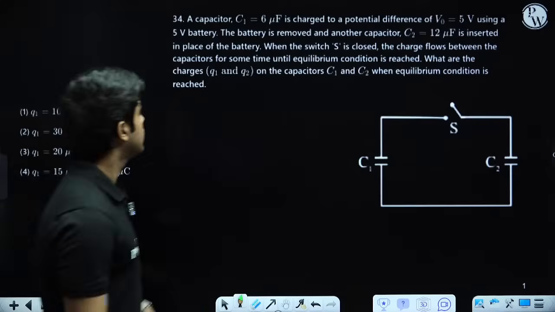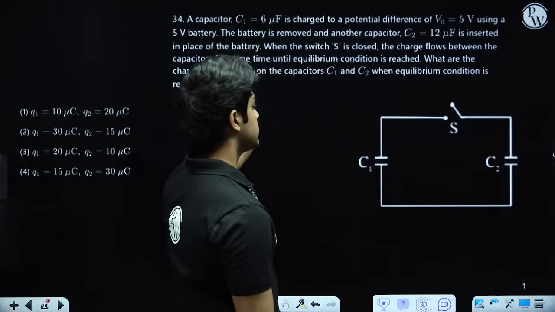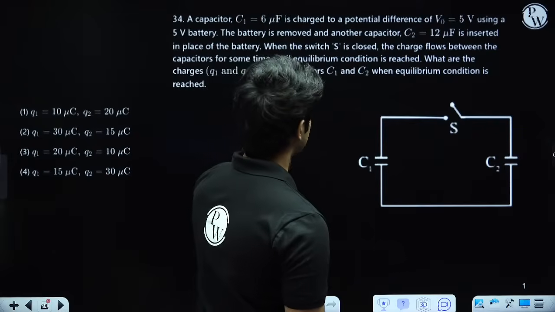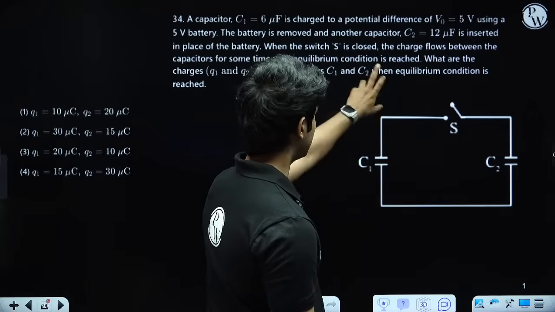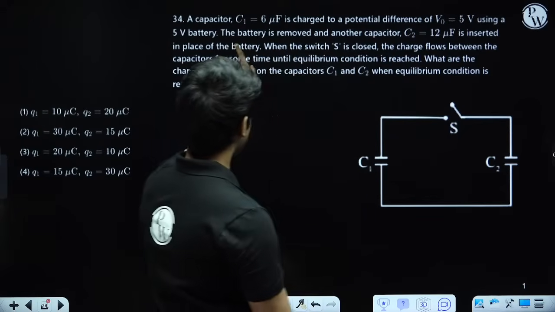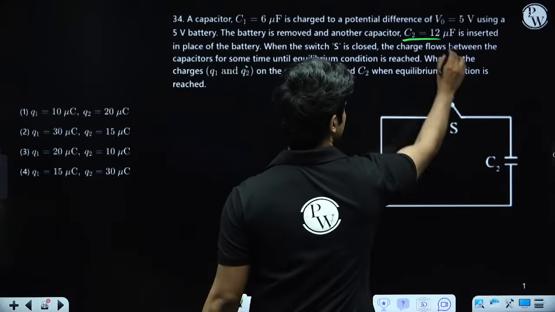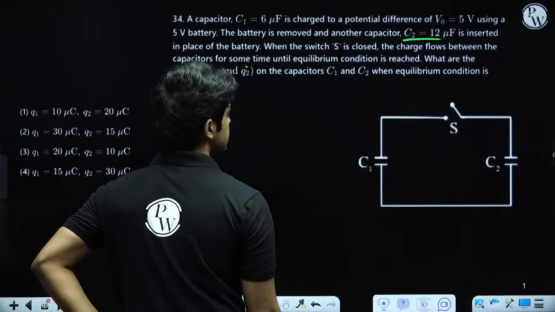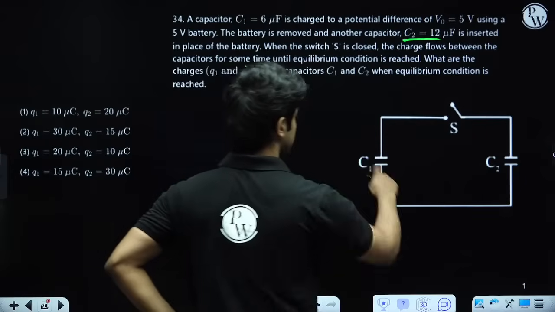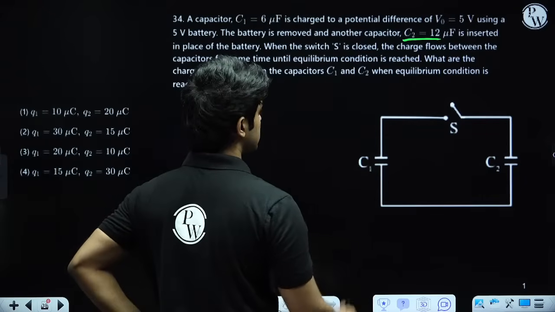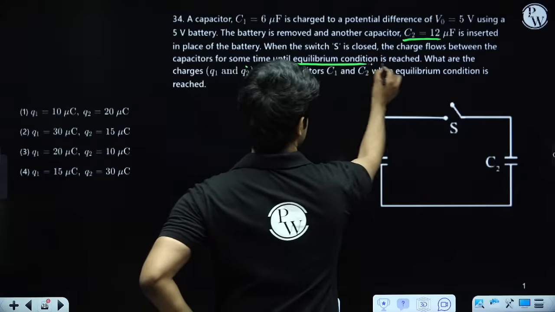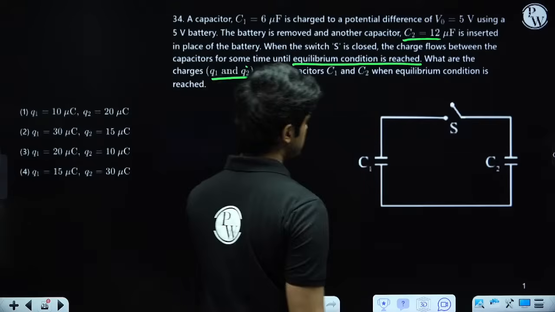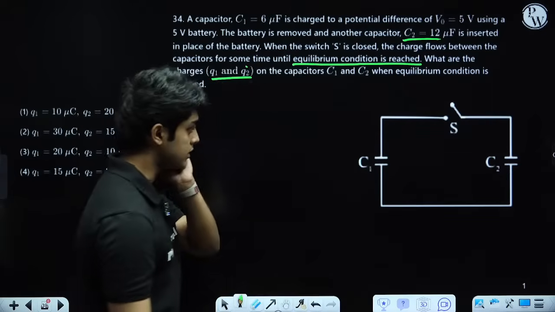Next question. A 6 microfarad capacitor is charged to a potential difference of V0 equals 5 volt. So this one is charged to 5 volt, and the battery is then removed and another capacitor C2 is inserted in place of the battery. When the switch S is closed, charge flows between the two capacitors until equilibrium is reached. What are the charges Q1 and Q2 on the capacitors C1 and C2 when equilibrium is reached?